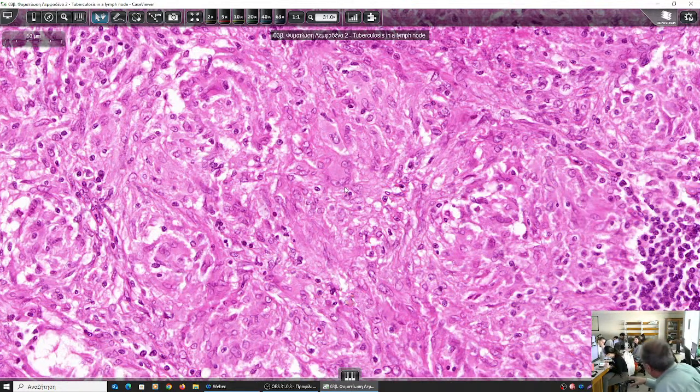So this is the Langhans cell, giant cell. It is indicative of tuberculosis, but under no circumstances is it typical for tuberculosis. It's more commonly encountered in tuberculosis, the Langhans type giant cell.